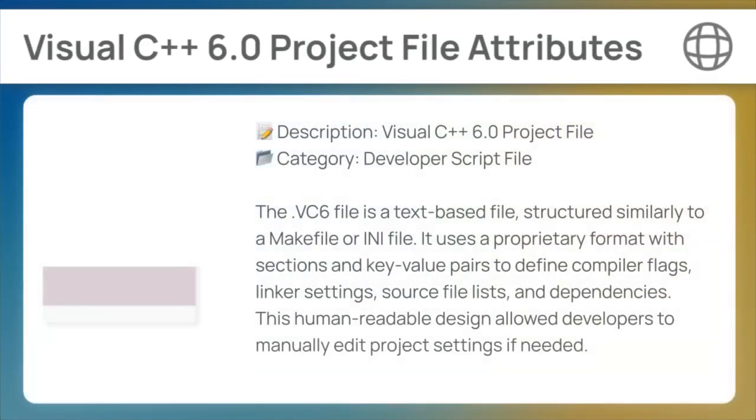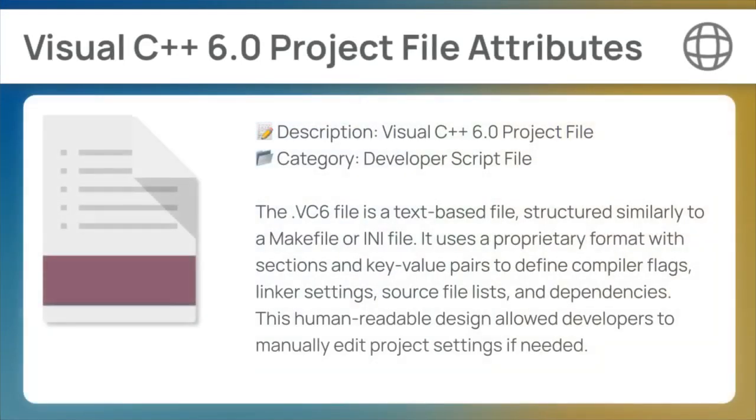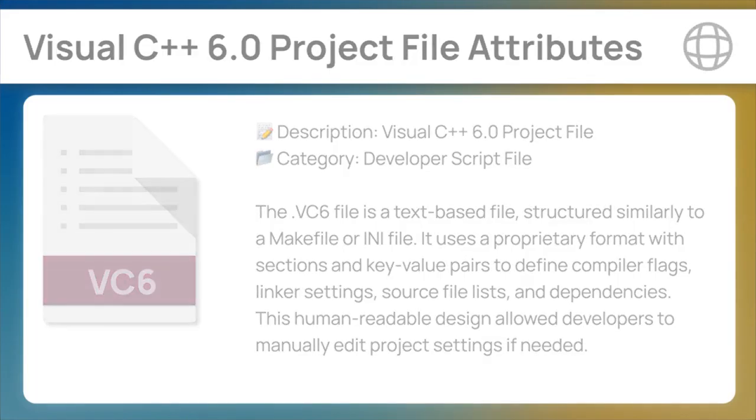The .vc6 file is a text-based file structured similarly to a Makefile or INI file. It uses a proprietary format with sections and key value pairs to define compiler flags, linker settings, source file lists, and dependencies. This human-readable design allowed developers to manually edit project settings if needed.